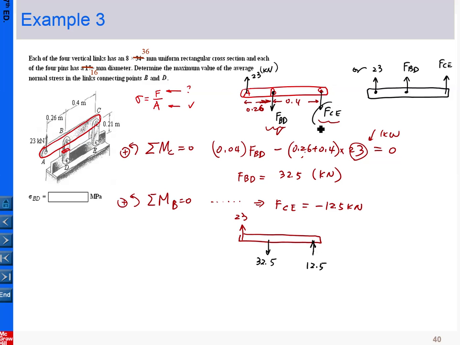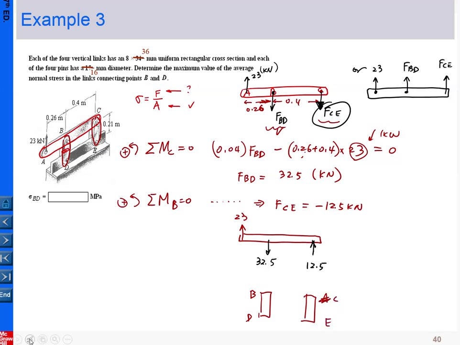Because we calculated this number as negative with the assumed direction, here I changed that one. So now we convert it. With respect to this free body diagram, let me take this one. That free body diagram is here, so that is BD. And this free body diagram is here, so that is the CE.